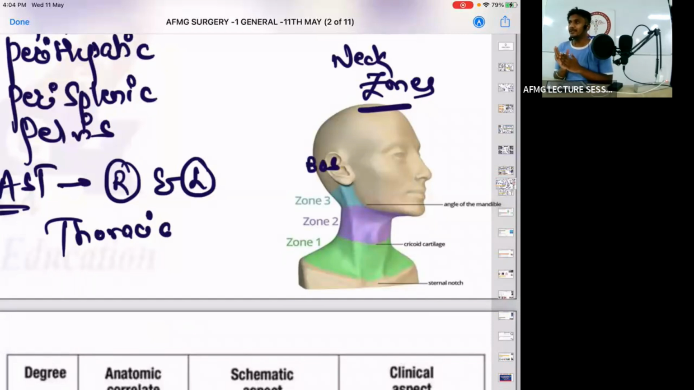Maximum mortality would be seen in zone 1, because zone 1 has the important structures. So if they ask about maximum mortality, it is zone 1.